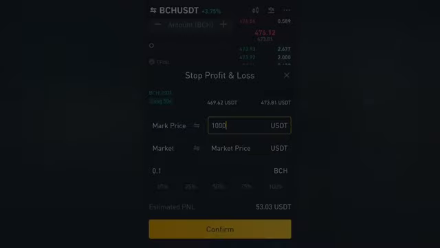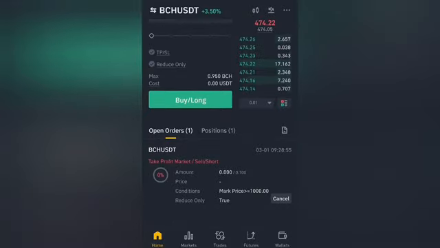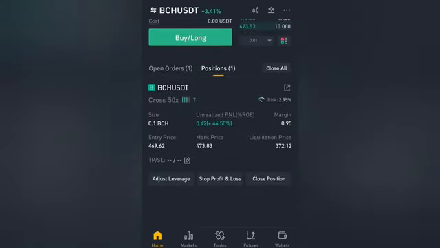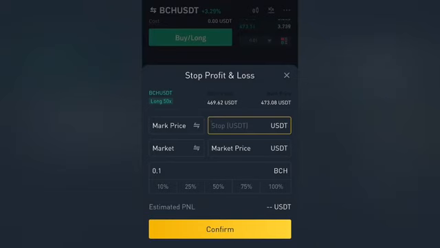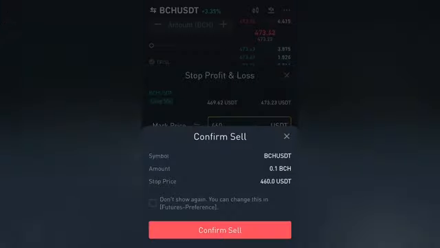confirm sell, you would notice that my order is in the open orders section. As you can see, it is already there: when the price goes to 1000, my order would be executed. And for your stop loss, you go back to the same place and click on stop profit and loss. I want to put my stop loss at around 460. Now, as you can see, the estimated PNL would be minus 0.96 USDT. If the price goes down to 460, I would be losing this amount. Understand? Then I will click on confirm sell.